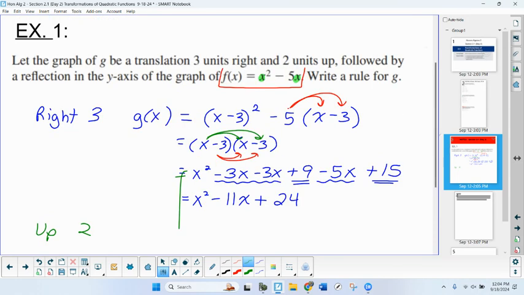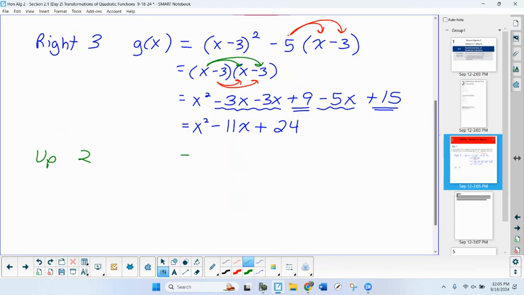So, what do you do to go up to, Kaden? Alright, now we're just going to come here. x squared minus 11x plus 24, and we're just going to add 2. Clean it up. Kaden, what do you get there? So x squared minus 11x plus 26. That was easy. Now we're going to reflect over.